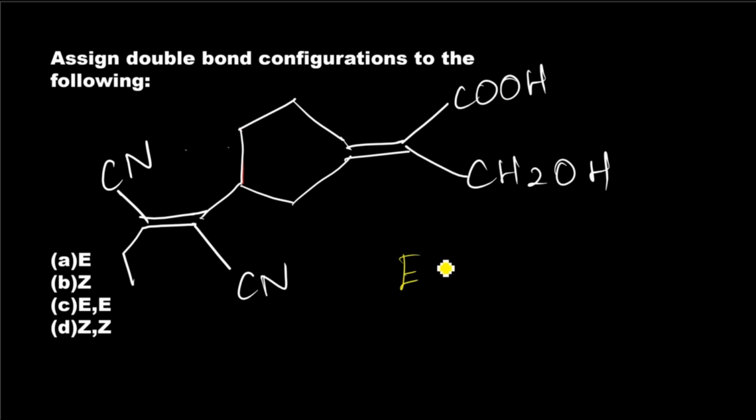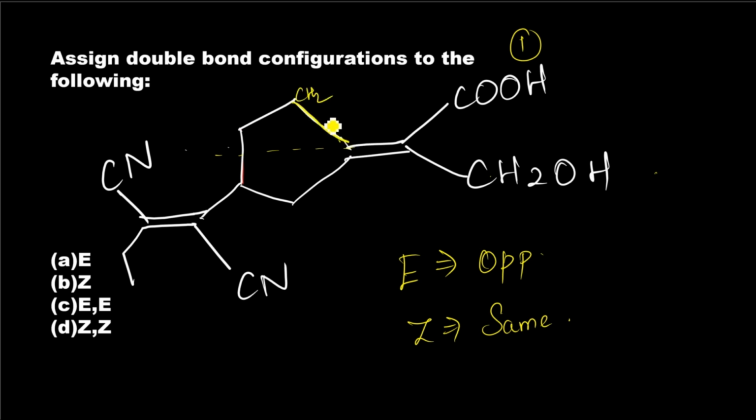What is E? E is having the high priority groups on the opposite side, right? And Z configuration is on the same side. Here you can see COOH and CH2OH, which is high priority. Obviously our COOH is our high priority, and you can see on this side I'm having CH2, on another side I'm having CH2. So I'm moving on to the next carbon.